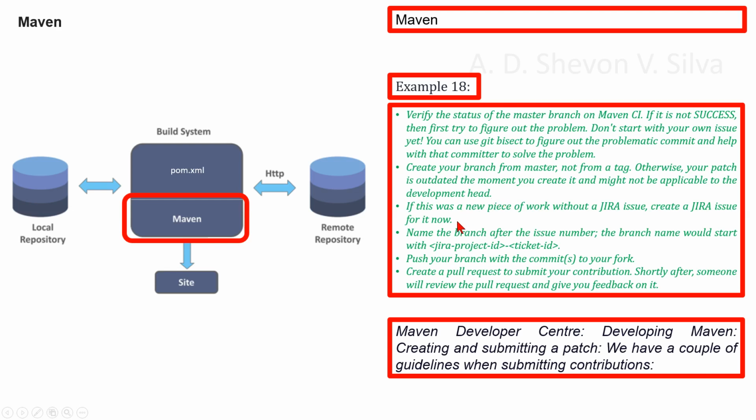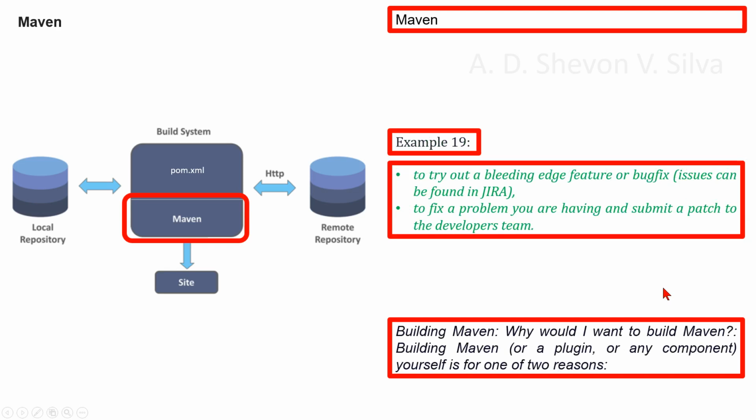If this is a new piece of work without a Jira issue, create a Jira issue for it now. Name the branch after the issue number. The branch name would start with the Jira project ID and ticket ID. Push your branch with the commits to your fork. Create a pull request to submit your contribution. Shortly after, someone will review the pull request and give you feedback on it. A short note: make sure that you follow our code style. Now we are considering why would I want to build Maven in building Maven.